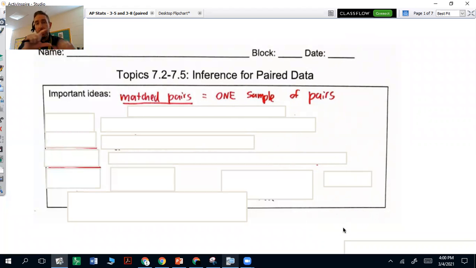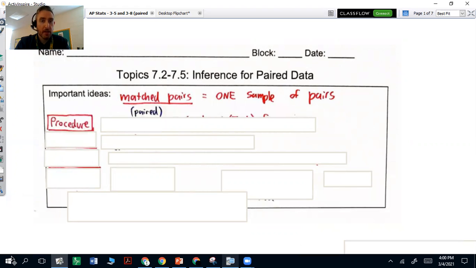Okay, so even though you might have two sets of data, what we're doing is we're controlling for each pair. So each individual has two pieces of data, and you're getting the difference between each of those, and then you're comparing that one set of data.